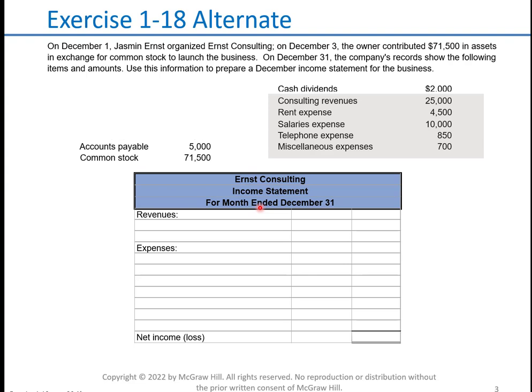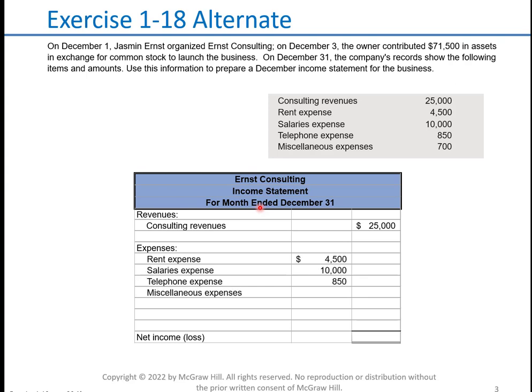So this company has only one revenue, consulting revenue, and then they have 4 expenses. Now we need to total the expenses. So just adding up these items, we get $16,050, and then to get net income, we just subtract $16,050 from $25,000 to get $8,950. Now the next financial statement is the statement of retained earnings, and we need this number for that next financial statement, and that's why we have to prepare this statement first.